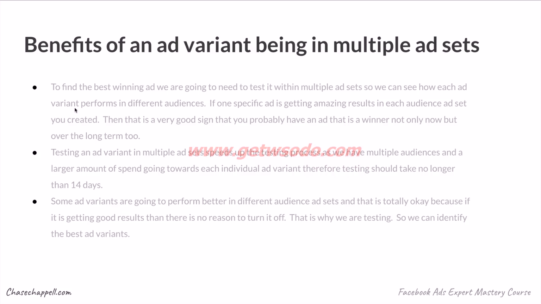Some ad variants are going to perform better in different audience ad sets, and that is totally okay. Even if it is getting good results in one audience, but it's not getting good results in the other ones, just leave that ad that is performing really well on in the audience that it's working in. There's no reason to turn it off there, but if it's not performing in other audiences, just turn it off. There's no reason to turn off a good ad in one audience and then leave it on in another audience if it's performing badly.